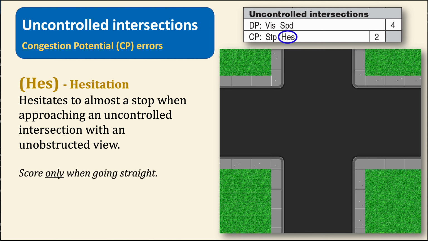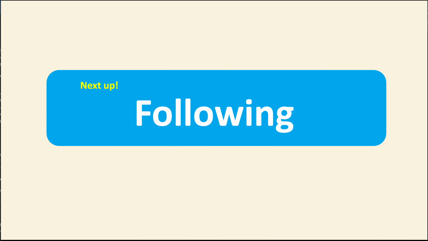Now the stop penalty and hesitation are a little different from the ones down at the very bottom of the page. You'll see under general driving performance, there is also a stop penalty and also a hesitation one. Those are a little different. This one, if you're at an uncontrolled intersection and you see the stop or hesitation penalties, you're going to score that here. We'll get to general driving performance. We get to that section up next though, following.